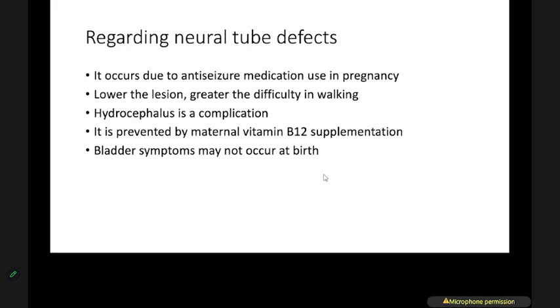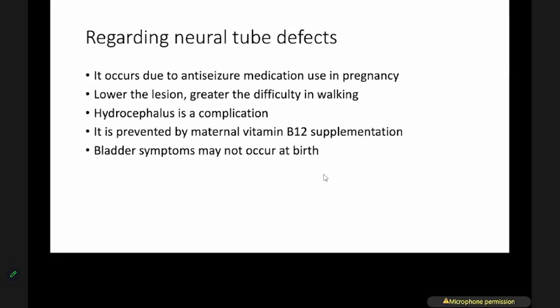False. Yes, why do you say false? Your answer is absolutely correct. The upper segments are more likely to cause weakness in the hip area, which is more useful in walking. Lower down, it might cause issues in the feet. Maybe I'm not really sure. Okay, where would you think the lowest ones would be?